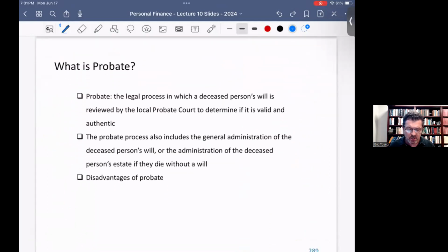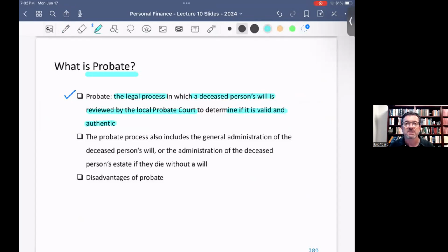So, we've mentioned earlier the term probate. Let's now talk about what probate is. Ultimately, probate is just a broad term. It has a specific meaning and then a looser meaning. The specific meaning is this: probate is the legal process in which the dead person's will is reviewed by a court. It's called the probate court. It's called the probate judge. So in probate, the probate court reviews your will to make sure that your will is valid and authentic.